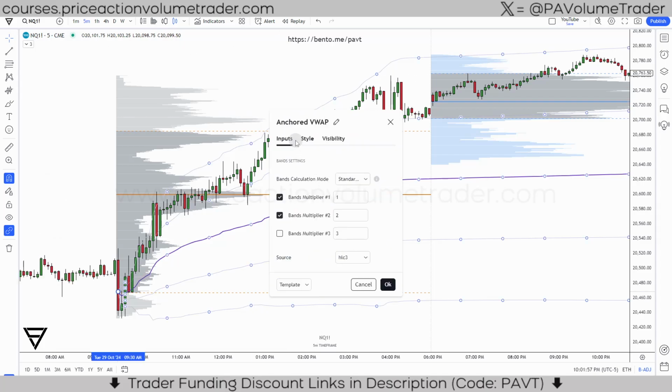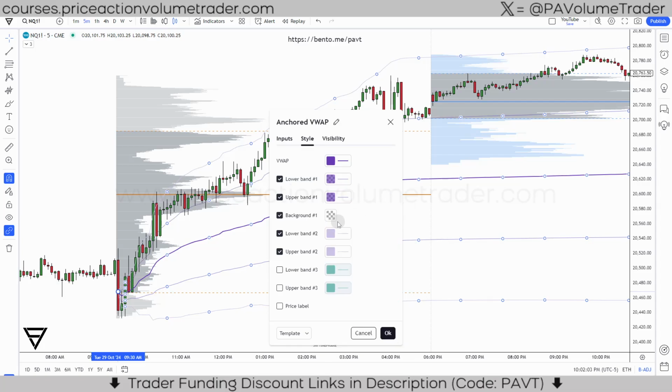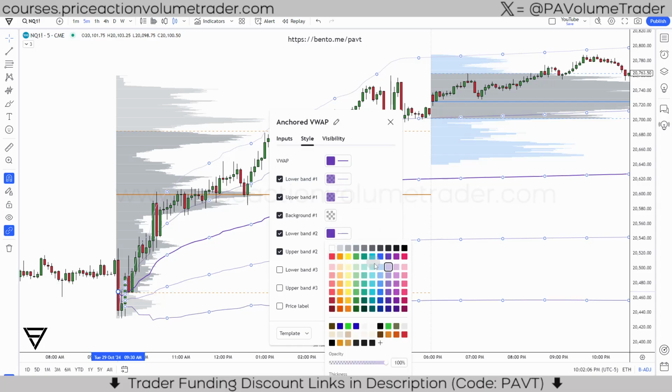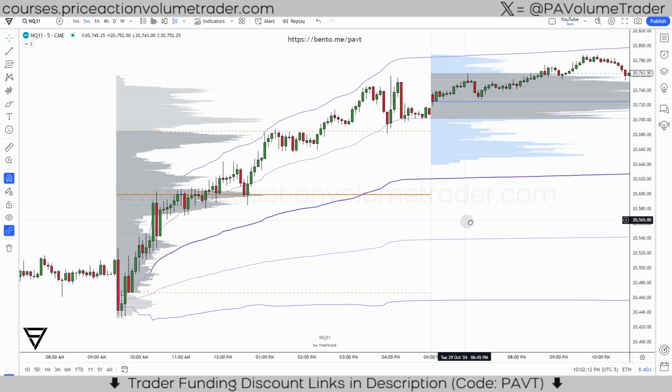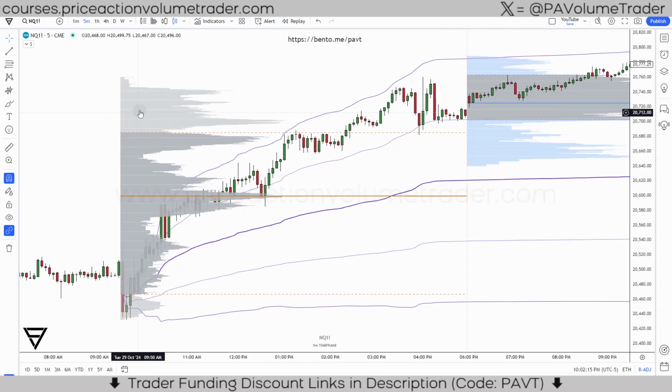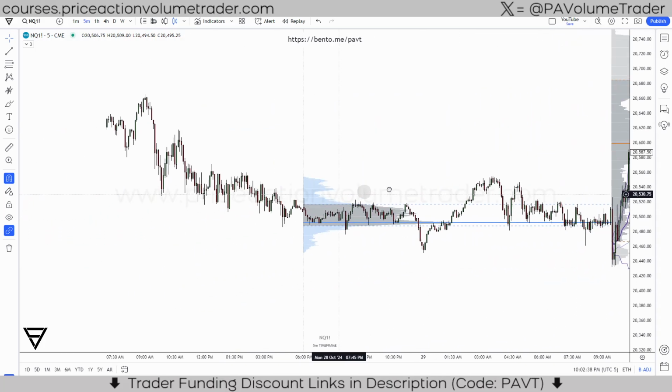And that VWAP is one of the main tools that I use when it comes to day trading, because it's basically like a moving average, but it's taking into account traded volumes as well. So you can see here, this is something that I talk about in my courses, and I've talked about it in the VWAP videos here on my channel. When we have a very strong trend day, the market is going to tend to stick between the first and second deviation.